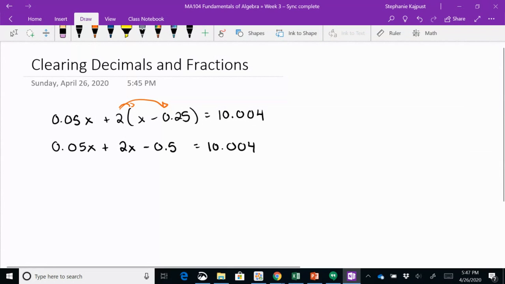Now, to clear decimals, you want to count how many numbers you have after the decimal point. So I've got 2 numbers after the decimal there, 1 here, and 3 here. So you want to take the largest number. 3 is the largest number of decimal places, so that's what I'm going to work with.